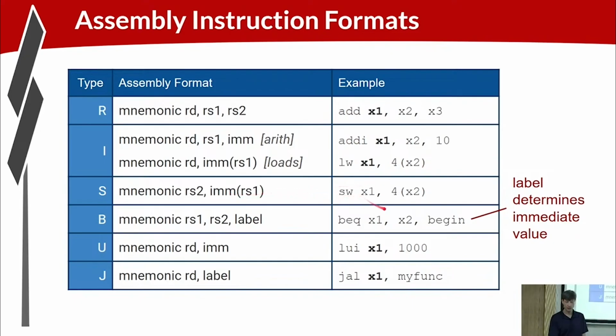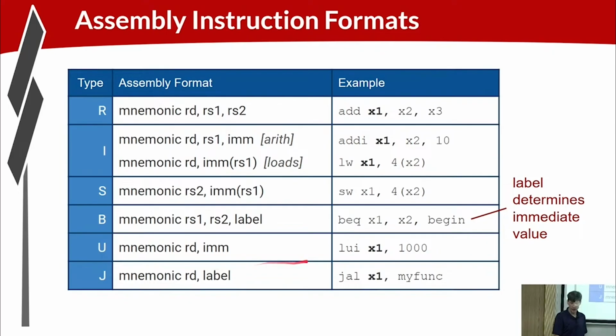Store type. So these have, similar to load, a source register that's an address and an offset, but this other register is another source register. It's the data that you're going to store instead of the data you're going to load. We have branch type, which are going to take 2 source registers and an immediate in the form of a label.